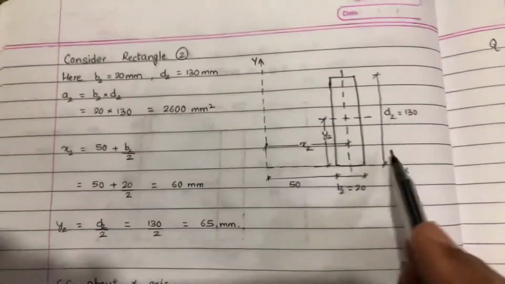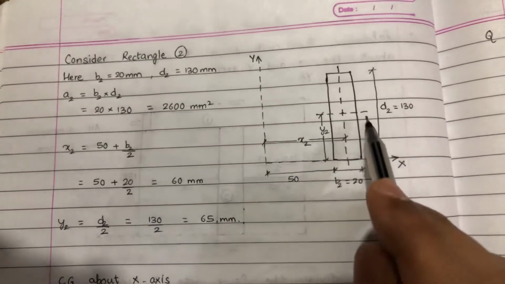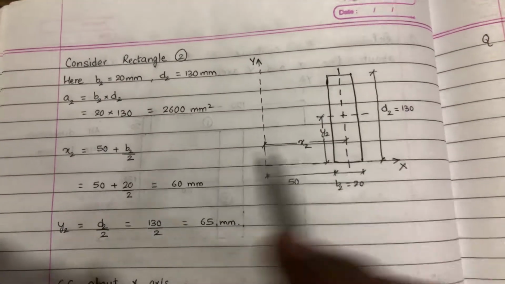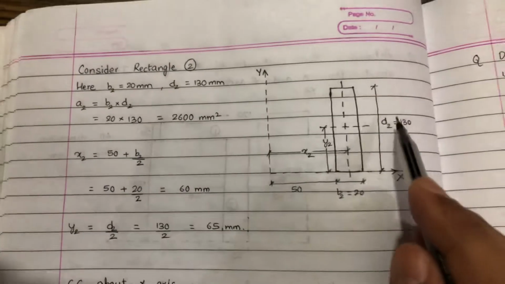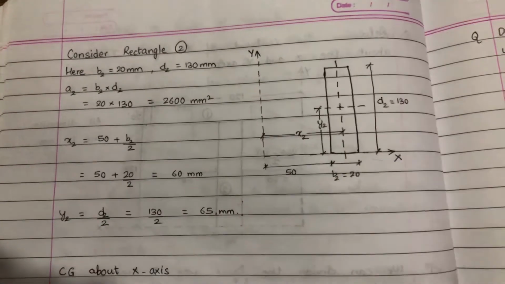And y2 will be what? Y2 will be with respect to the x-axis. So it is touching the x-axis itself. The rectangle is touching the x-axis. So y2 will be equal to D2 by 2. And D2 is 130 mm. So that will be 130 by 2, which is equal to 65 mm.